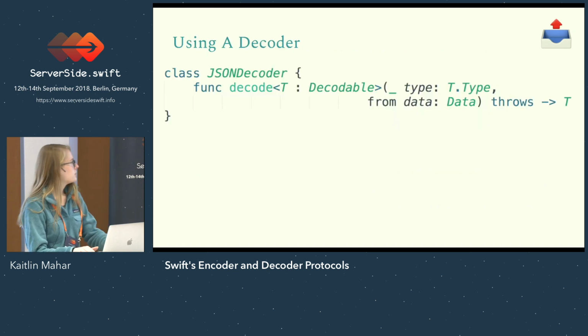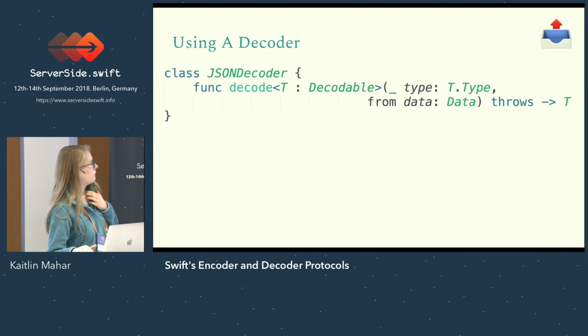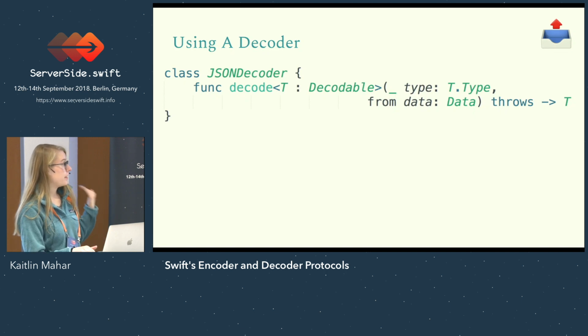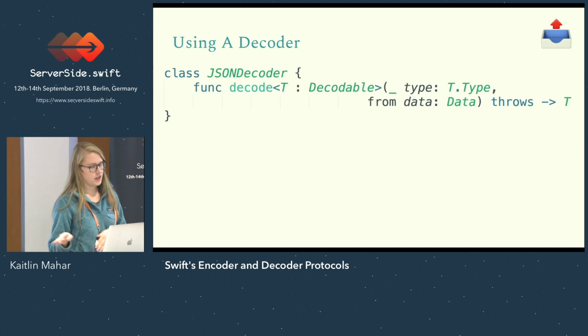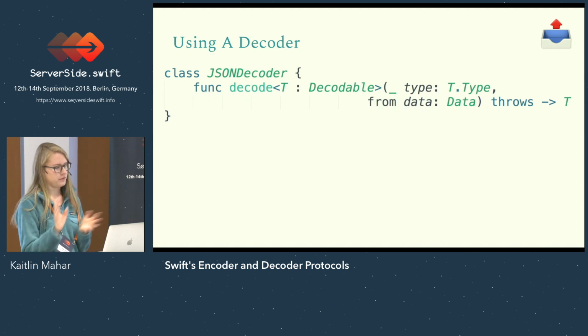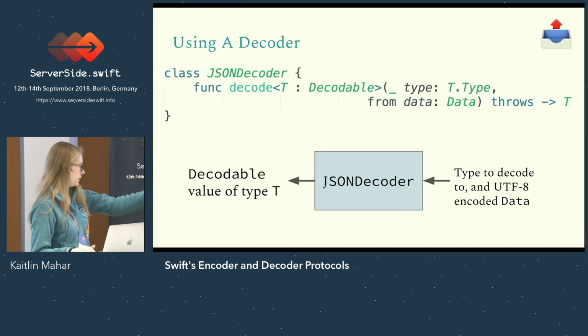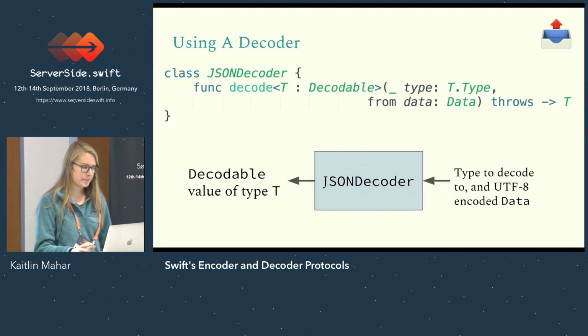So using a decoder is quite similar. If you look at the API here, we again have this one method. This time we have to supply the type that we want to decode to and the data we're decoding from, and we get the type out. So we're basically doing the reverse of the JSON encoder method, and the data is going in this direction this time.